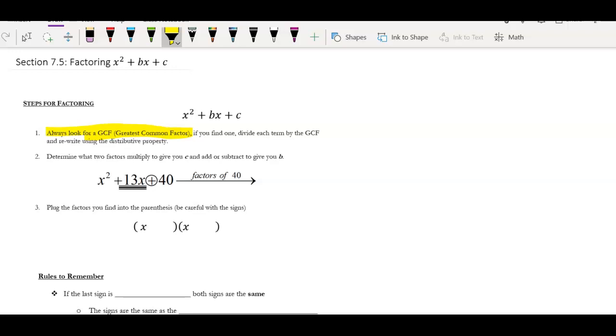Okay? And so there's a little bit of a rule that I have here. Determine the two factors that multiply to give you C. So we want to find the factors that multiply to give you C. When you do this, you want to write them in order. 1 times 40. The next number that goes into 40 is 2. So 2 times 20. The next number is 3, but 3 doesn't go into 40. So then 4. That's 4 and 10. And then 5 and 8.